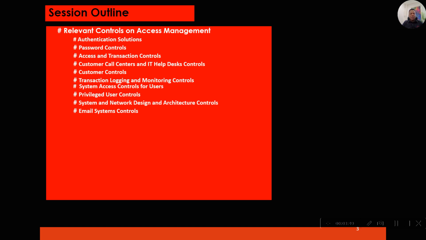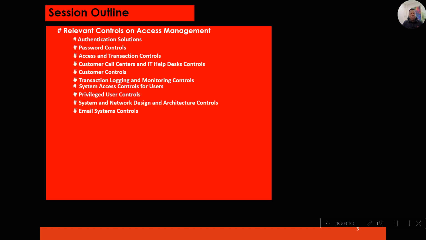In that section we're going to be looking at authentication, various authentication solutions, and how they are to be implemented, password controls, access and transaction controls, customer call center and IT help desk controls that need to be implemented, and also controls around customers of the financial institution. We're also going to look at controls around transaction logging and monitoring, and system access control for end users in the organization.